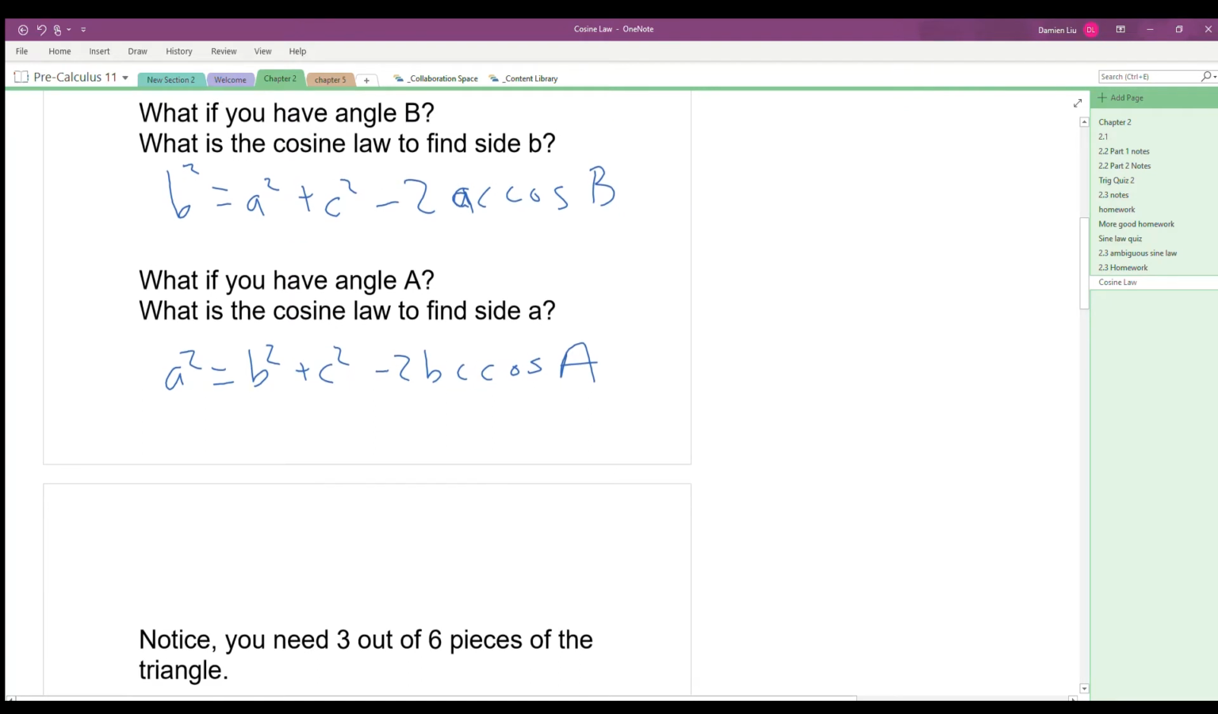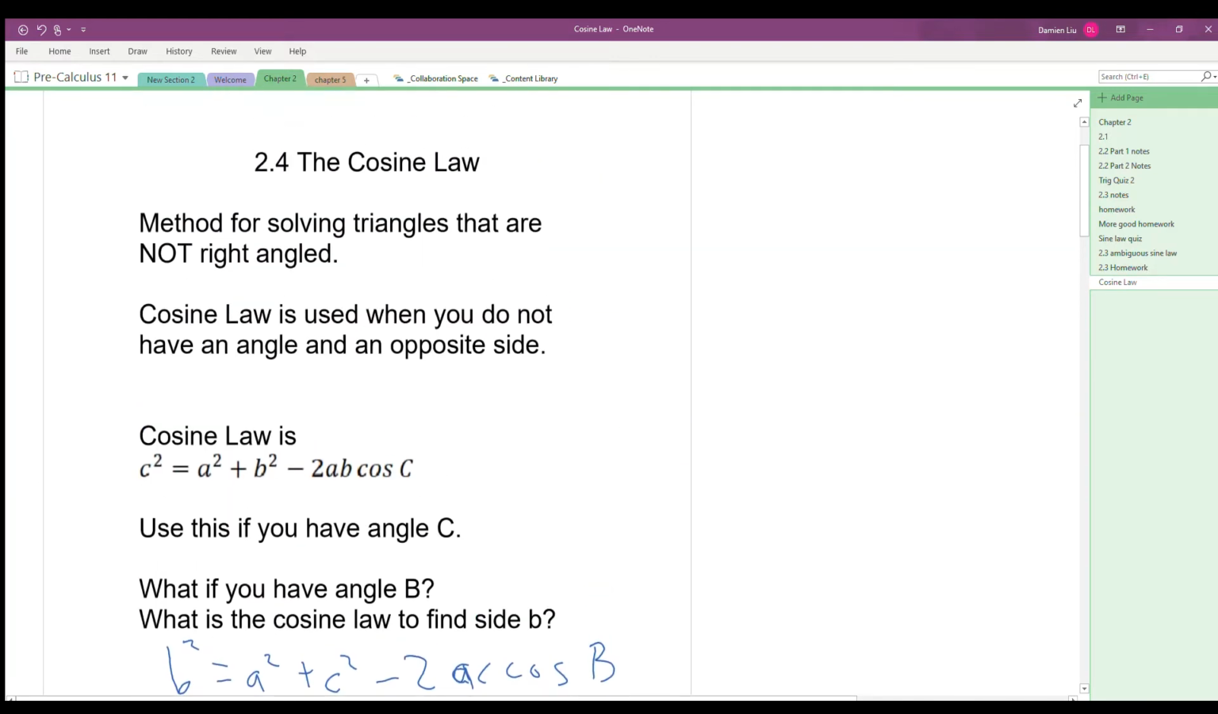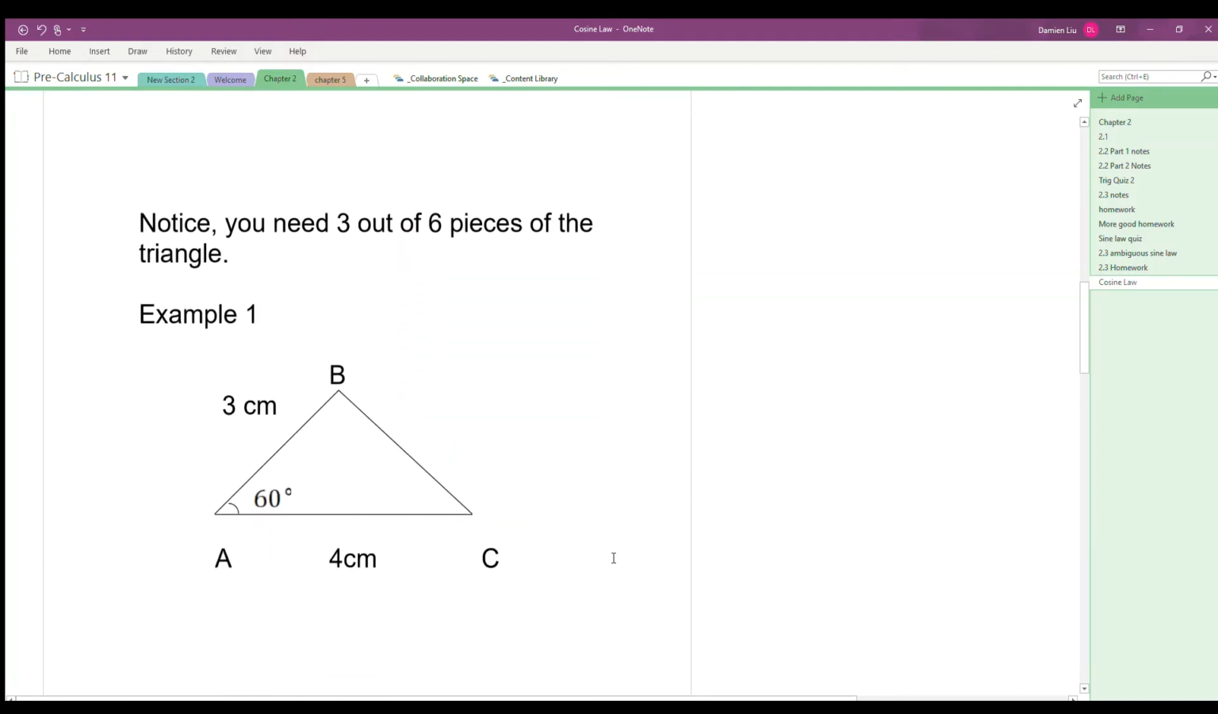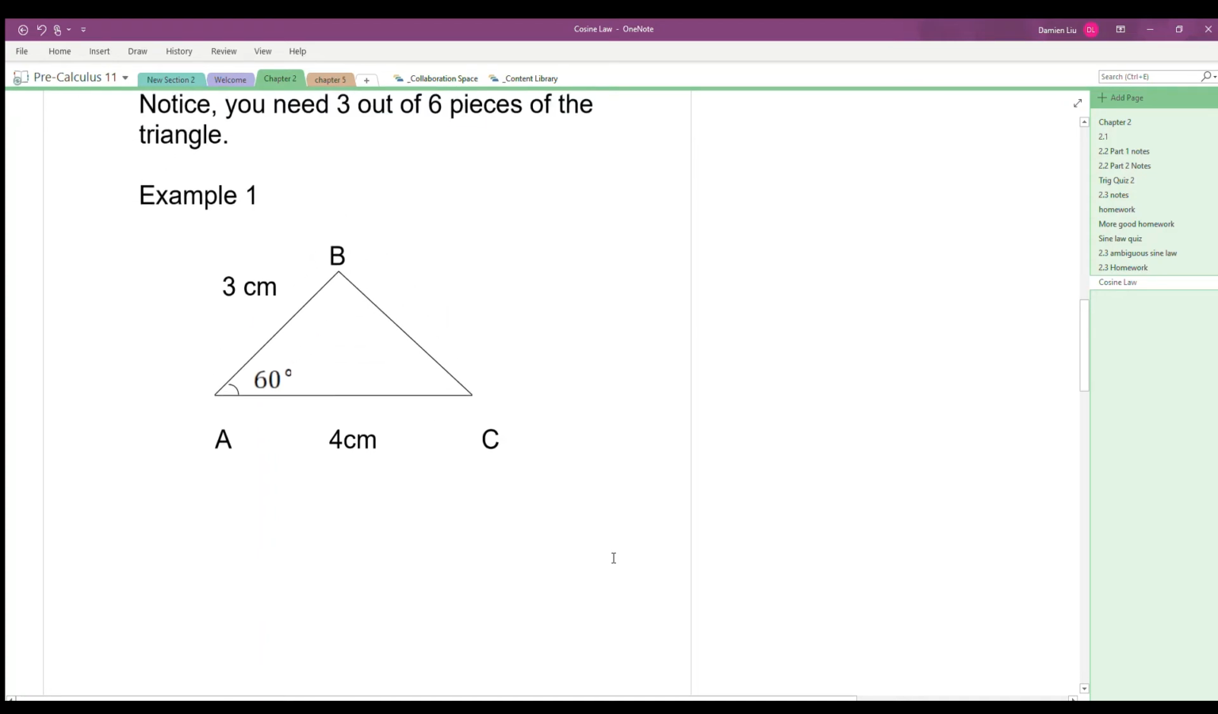For cosine law, you need 3 out of 6 pieces of the triangle. There are 3 sides and 3 angles. You need to have 3 out of the 6. And then you can use either sine law or cosine law, depending on what you have. But for cosine law, you don't have a matching pair. In other words, you don't have an angle and an opposite side. Let's do an example. Here's example number 1. Do you see how we have 3 of the 6 pieces? There are 2 sides and 1 angle.